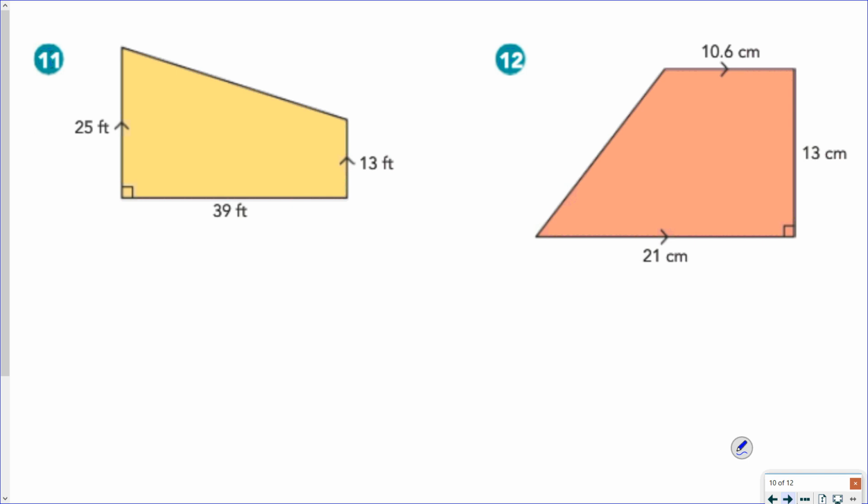For number 11 and 12, if you haven't done those yet, go ahead and pause the video, work those, and then resume when ready to check.